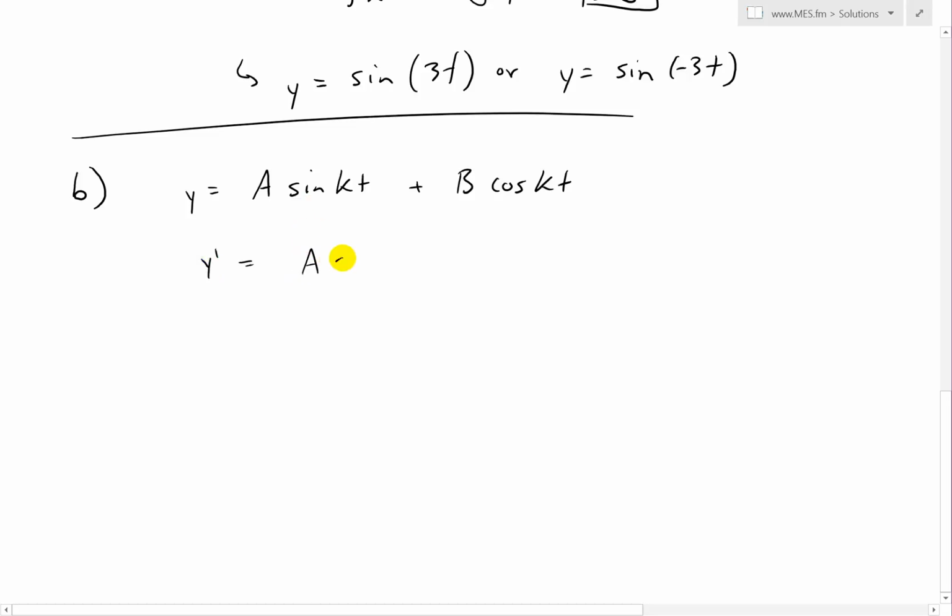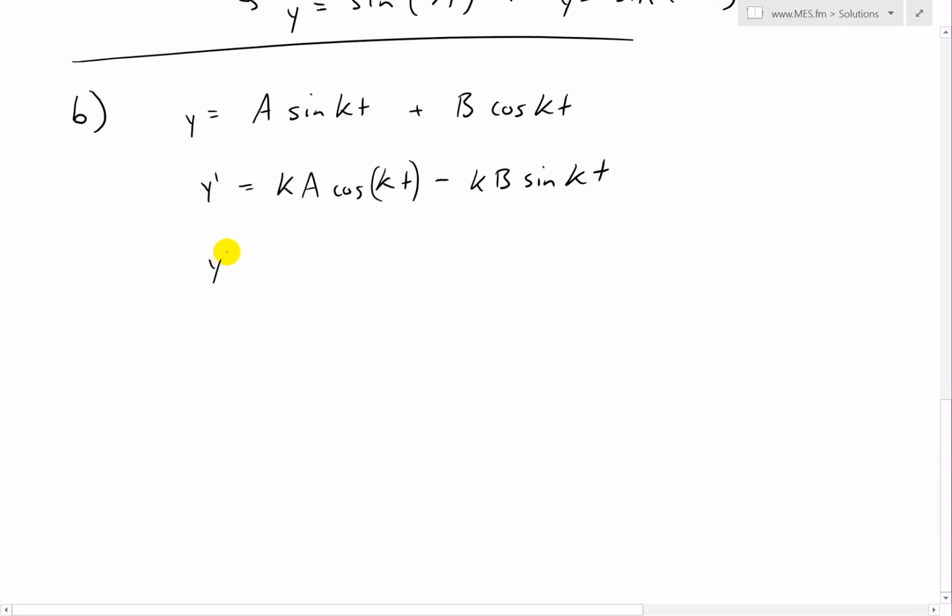We get here a sine, the derivative of sine is cosine, cosine kt, putting the k in front using the chain rule. And then the second part here is going to be negative b sine kt, and then put the k outside in the front.